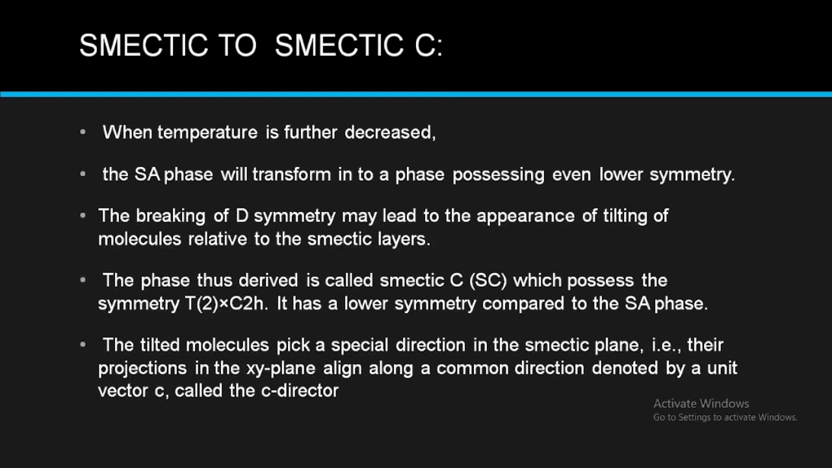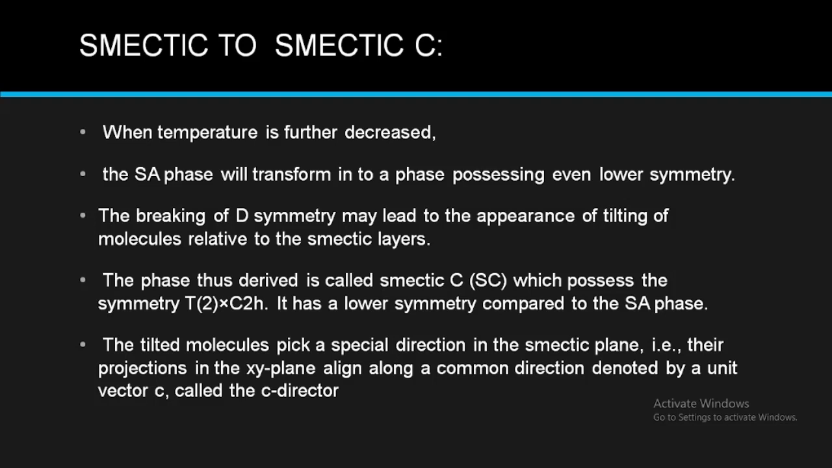The first one is the smectic A to smectic C transition, and the other one is the smectic A to isotropic phase transition. When the temperature is further decreased, I mean if I am getting the smectic A phase at a particular temperature and I reduce the temperature, what will happen? The smectic A phase will transform into a phase possessing even lower symmetry. So the symmetry of the smectic C phase will be lesser than that of the smectic A phase, and the breaking of the symmetry will lead to the appearance of tilting of molecules relative to the smectic layer.